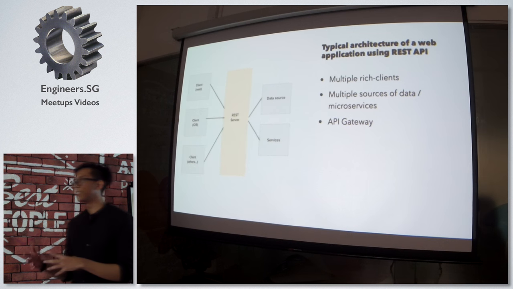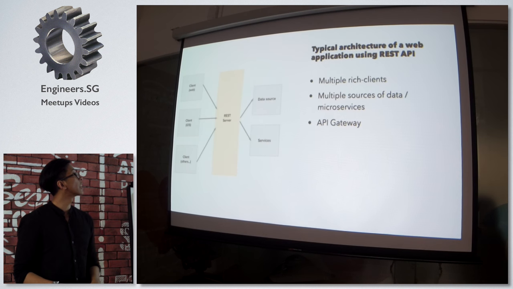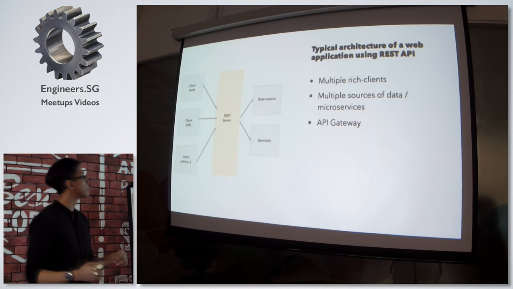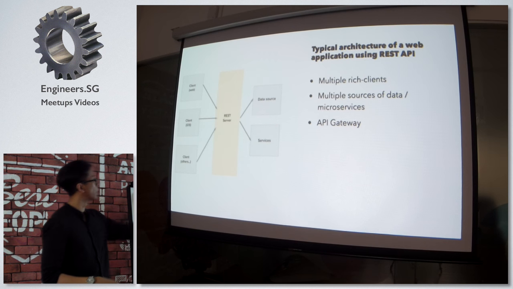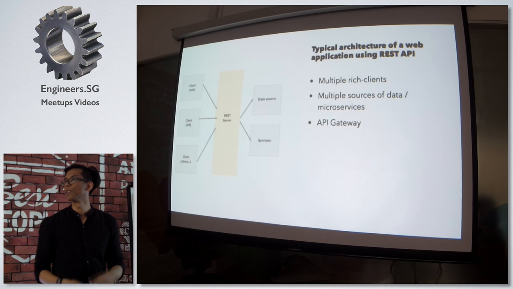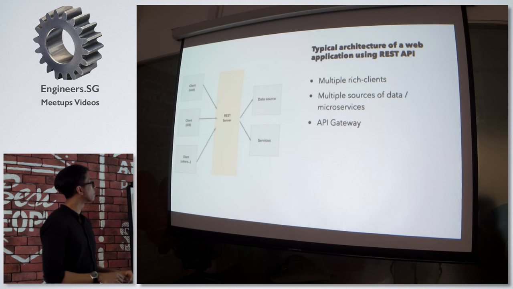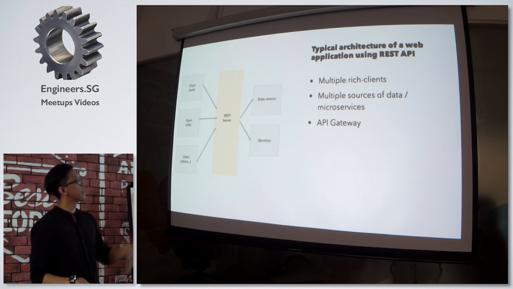To give context, the typical architecture for a web application is simple. You have the client and server architecture. Your server most probably will be a REST API, since that's the de facto standard most of the time right now. And you have clients. In this context, we talk about multiple clients.